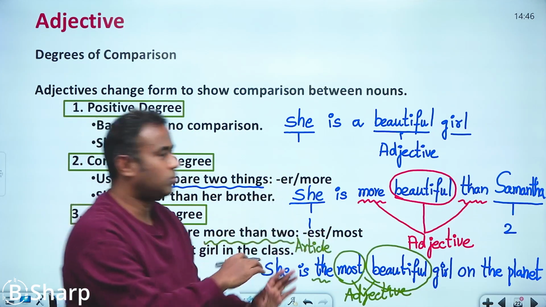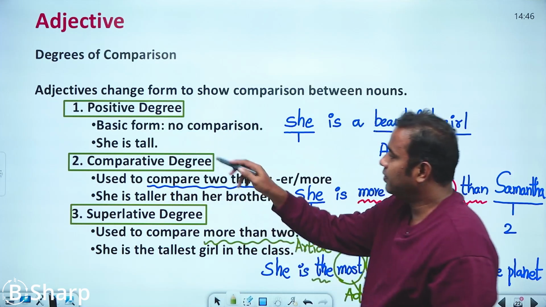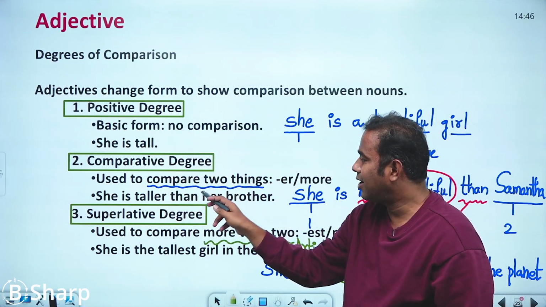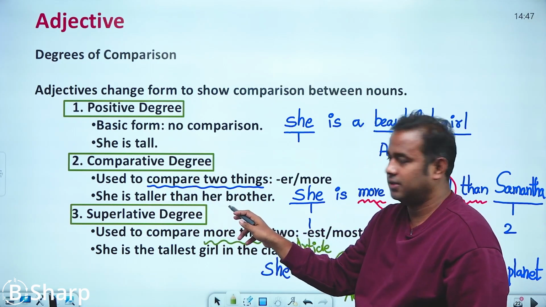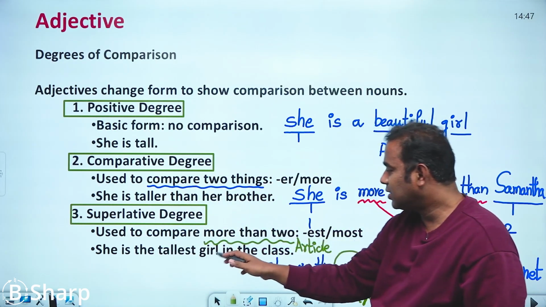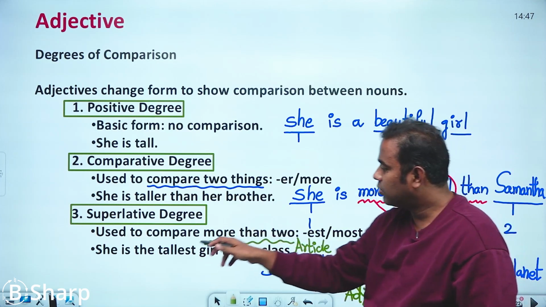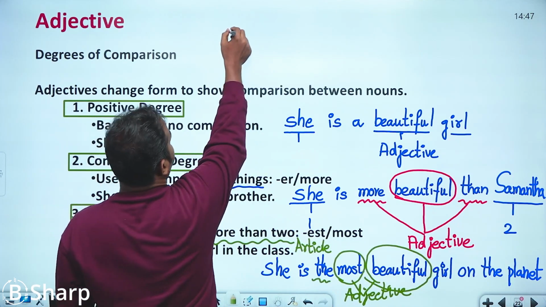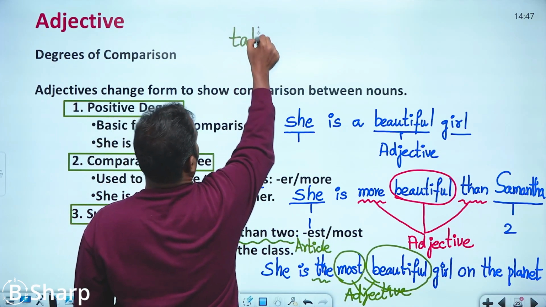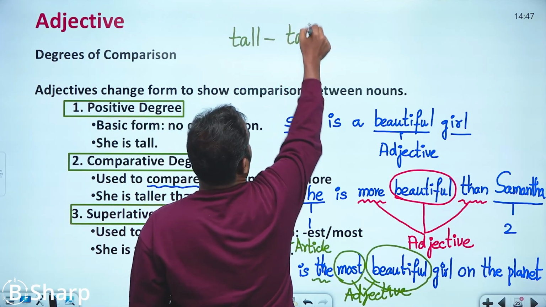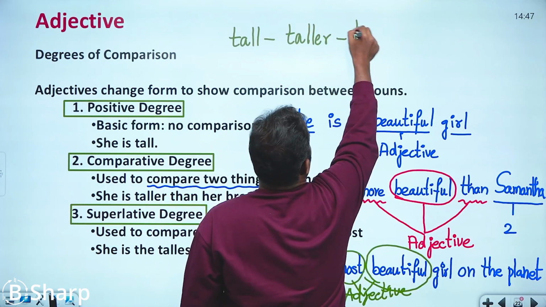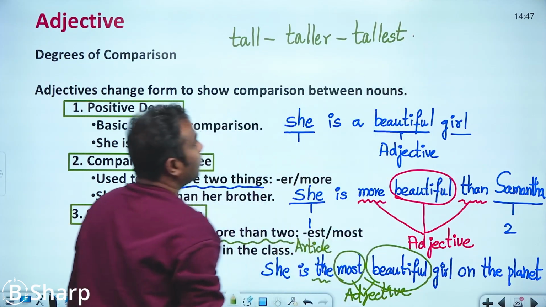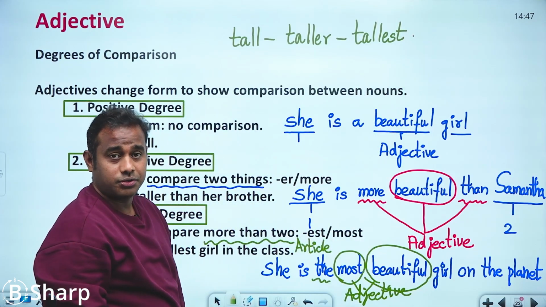So likewise, look at the other examples here. She is tall. Okay, for tall, what is the comparative? Taller. She is taller than her brother. What is the superlative? She is the tallest girl in the class. Okay, so tall, taller, tallest. This is basically one variety. Tall, taller, tallest. This is one form of an adjective. So degree of comparison of an adjective, okay, these are three categories.